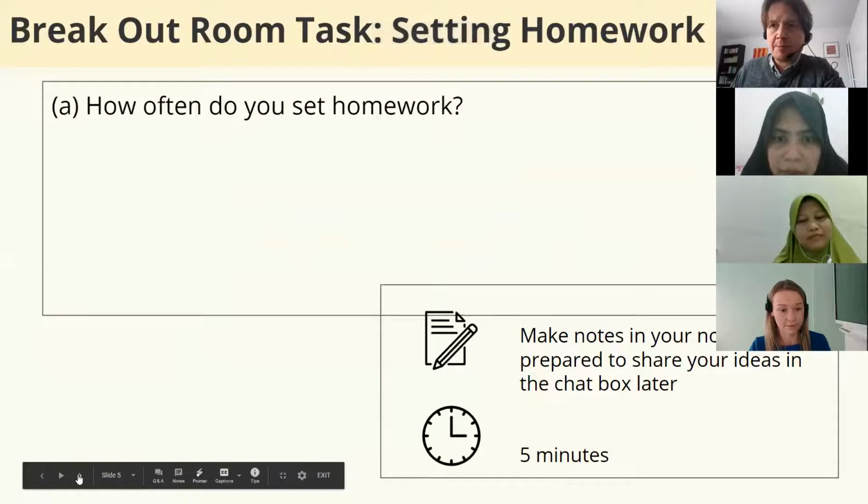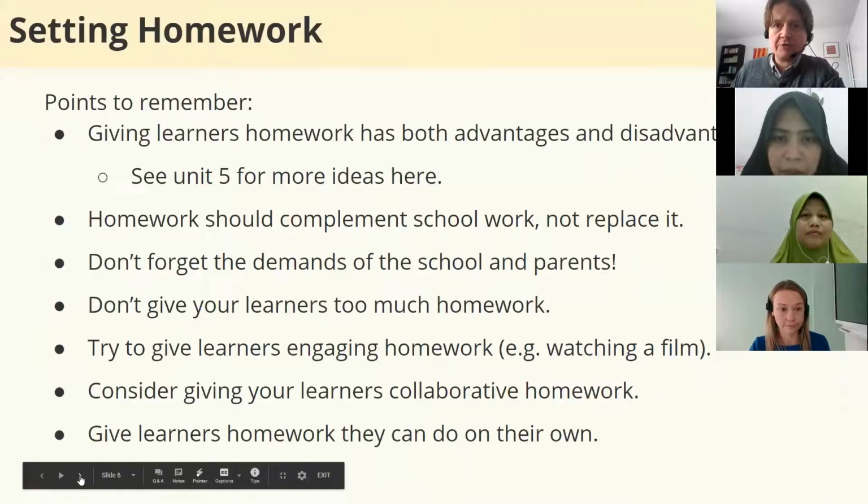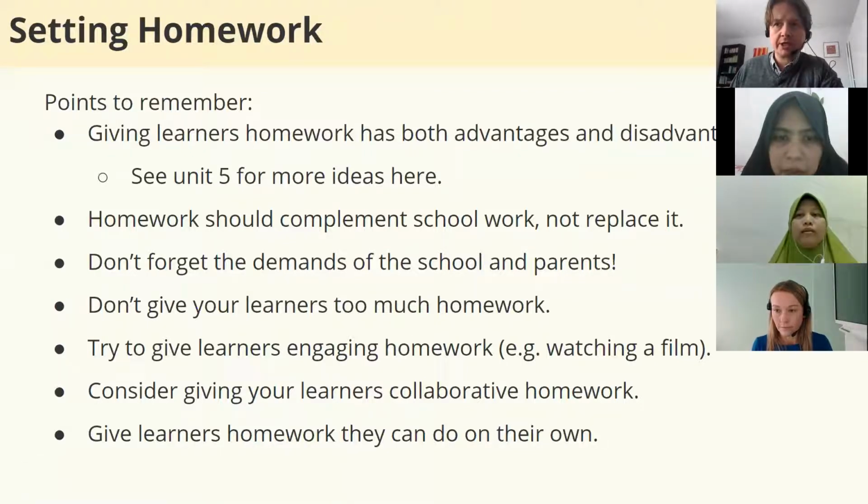Just one thing that came up in my group, the pronunciation of this word. It's homework. It's an O sound, homework. Some people were saying homework. It's homework. It's an O sound. So your mouth needs to be nice and wide. Yeah. Exactly. That's perfect. Brilliant.